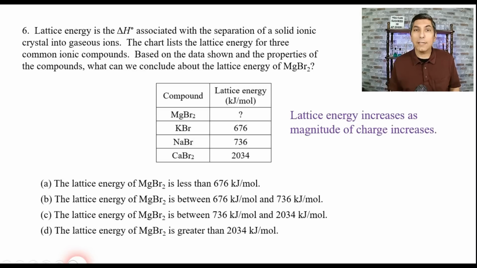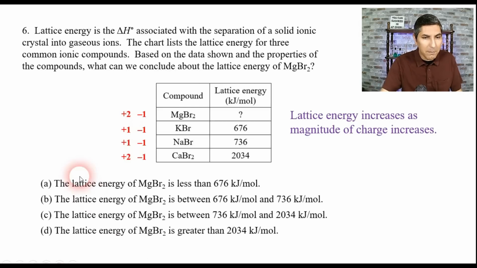We need to realize that lattice energy increases as the magnitude of charge increases. And this is because Coulombic attractions between the particles are stronger when we have a higher magnitude of charge. So if we look at the magnitude of charge for all 4 of these compounds, we can see that KBr and NaBr are both compounds that have a +1 -1 ion pairing. And that explains why those 2 compounds have the lowest lattice energy on this chart so far. CaBr2 and MgBr2 are both going to be +2 -1 ion pairs.